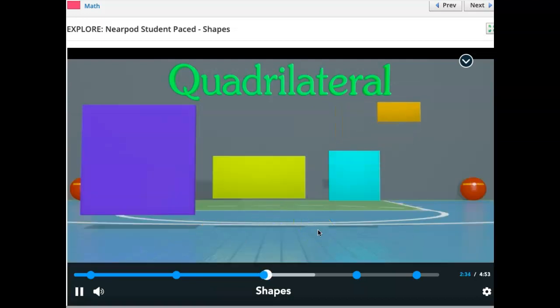All of these shapes are quadrilaterals because they have 4 sides and 4 angles.